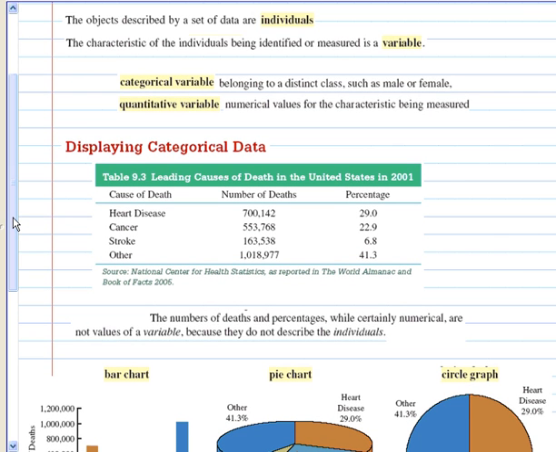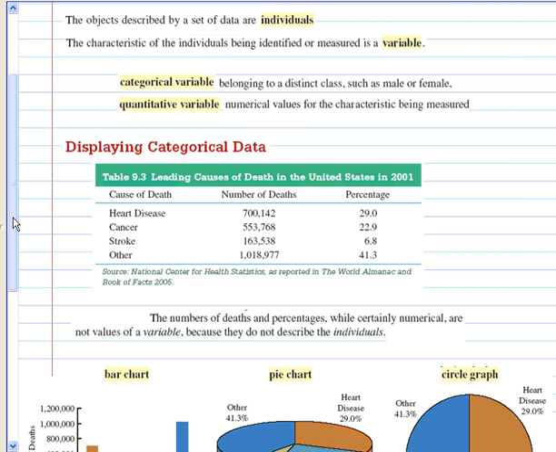When we look at sets of data, what we are describing with the data are called individuals. Maybe we're describing the heights of people. So you are each individuals with a certain specific height. The characteristic of the individual is the variable. So your height would be the variable in this scenario. You are the individuals being measured, and the variable is the height that we are measuring.